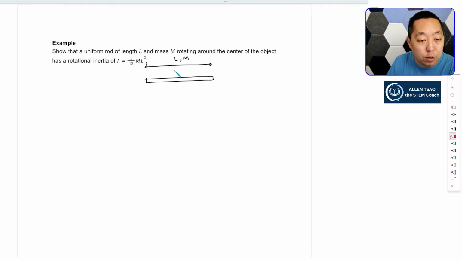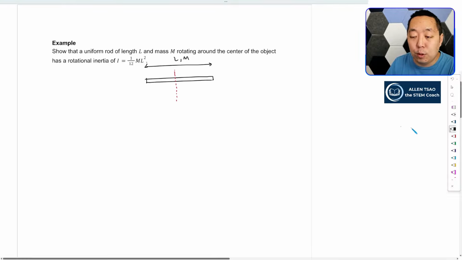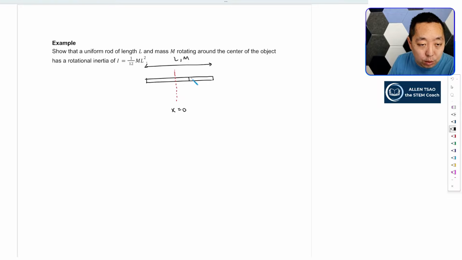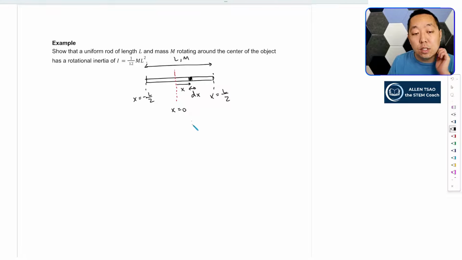So we want to know the rotational inertia through here. Generally, we always want a coordinate system. I'm going to say the axis is at x equals 0, which I think is the easiest way. That way, when you chop it up into a little piece with thickness dx, the distance away from the axis is the variable x, whatever the x coordinate is. Over here is x equals negative L over 2, and over here is x equal to L over 2.